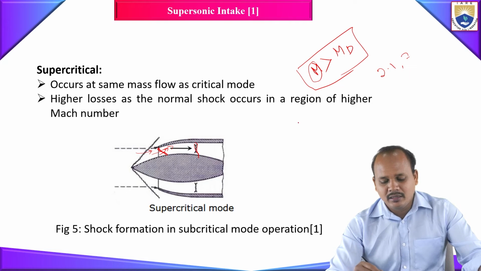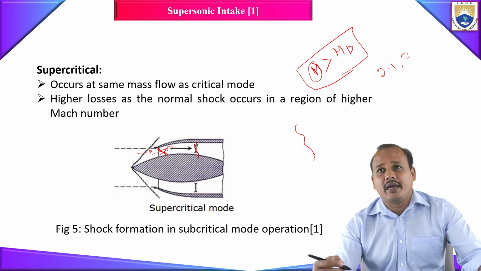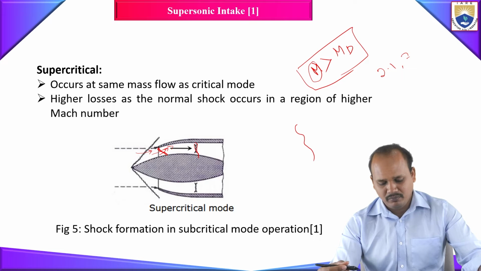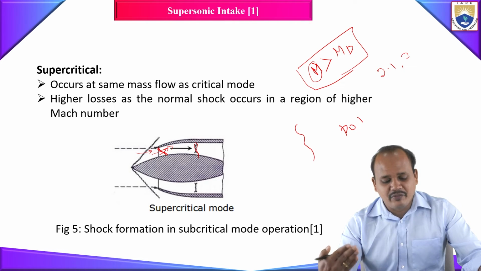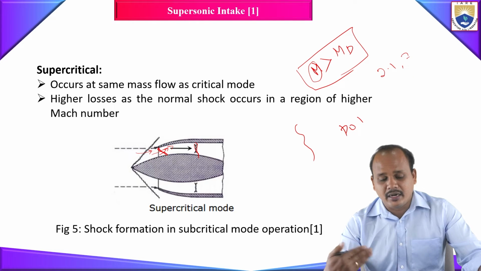Okay, so what will happen? The shock wave will form at the location where your Mach number is high. So what is the consequence of that? The P naught loss will be increased. The loss in P naught being increased means basically the efficiency of your intake will be reduced.